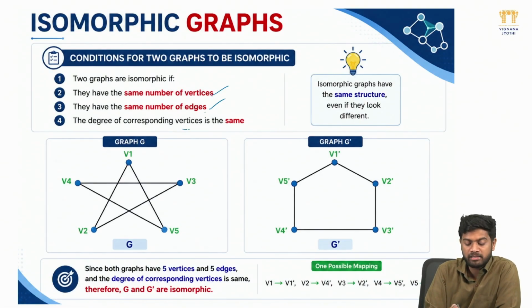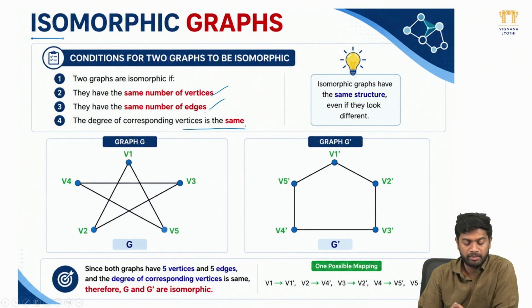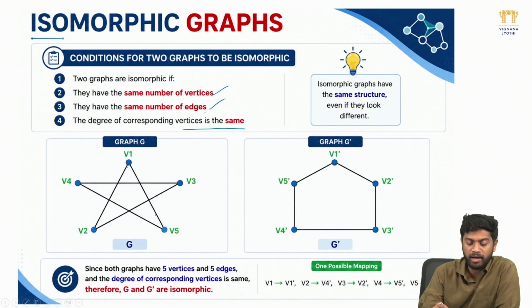The degree remains the same. For example, see here graph G contains V1, V2, V3, V4, V5. In total how many vertices are there? 1, 2, 3, 4 and 5. Now see how many edges are there? 1, 2, 3, 4, 5. The first point matches: same number of vertices, same number of edges. Now you just need to calculate whether each and every vertex possesses the same degree or not.